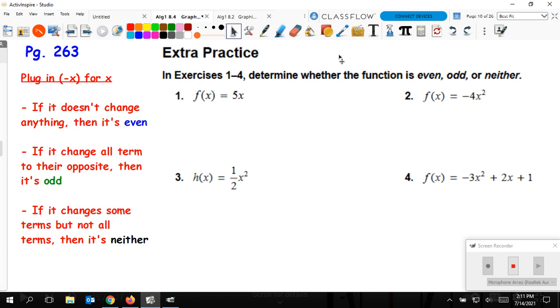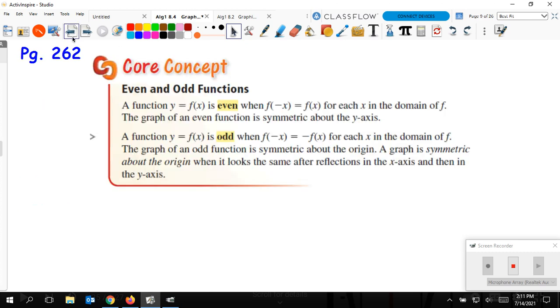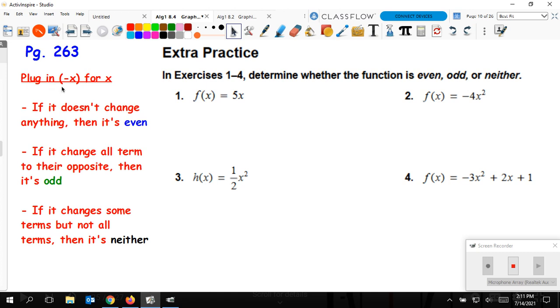In this one, it actually doesn't give us all quadratics. In fact, our first one is a linear function, then everything else here is a quadratic. I put over here on the side, and you should write this down maybe in the margin, or on a previous page, or even underneath this core concept, what you're basically doing for even and odd functions is plugging in negative x for x. And when you do that, if it doesn't change anything, everything stays the same, then it's even.